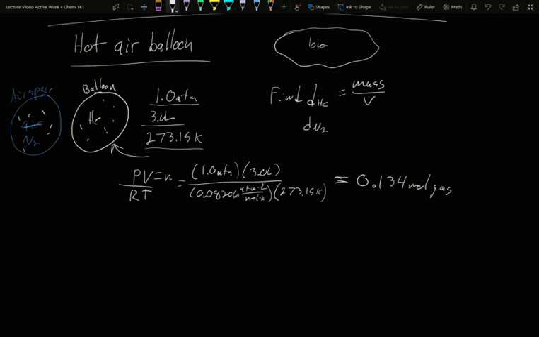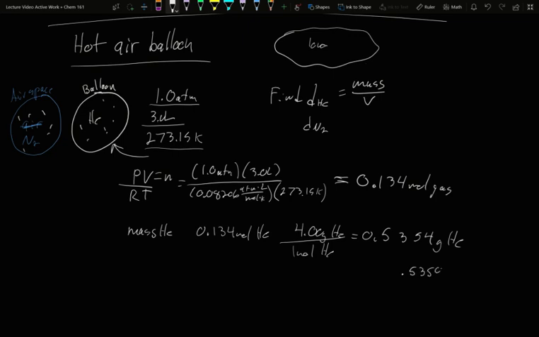However, helium weighs less, so if we find the mass of helium for this many moles, 0.134 mole of helium, and 1 mole of helium is about 4.00 grams of helium. So 0.5354 grams of helium. And if we wanted, we can put that into the volume. So 0.5354 grams over 3 liters. What we'll find is that the density of helium is 0.178 grams per liter.